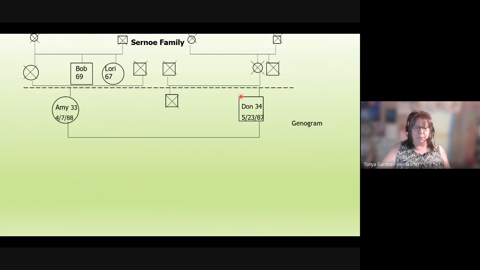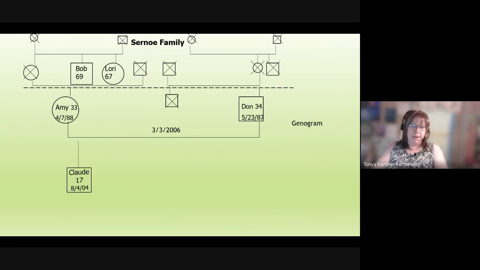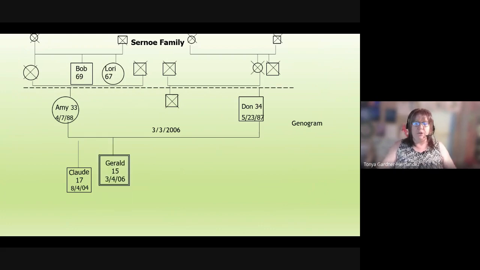So, and where they're working with. Okay, so Amy and Dawn are who we're kind of working with and what's going on with them. The first thing I'll tell you is that they were married on March 3rd of 2006. And they have a son named Claude, who is 17.